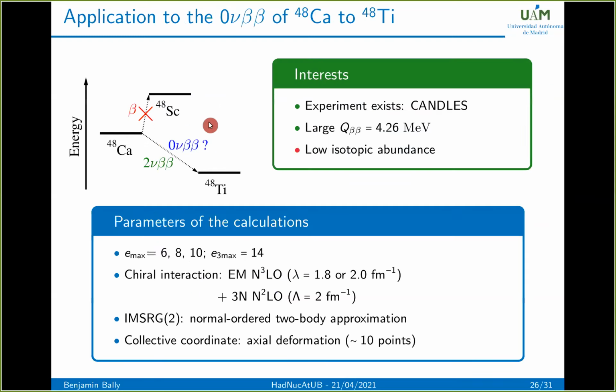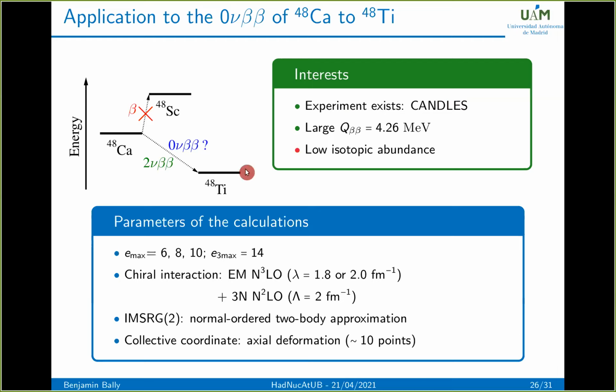And so we perform calculations for the lightest interesting candidate, that is calcium-48. There is an existing experiment. I say interesting candidate because you will see a lot of people, in particular in ab initio, compute neutrinoless double beta decay for very light nuclei where there is no chance of observing it. Those calculations are useful to benchmark the method, but they have no interest from an experimental point of view. So here there is an experimental program, at least one, maybe one other, I don't remember.